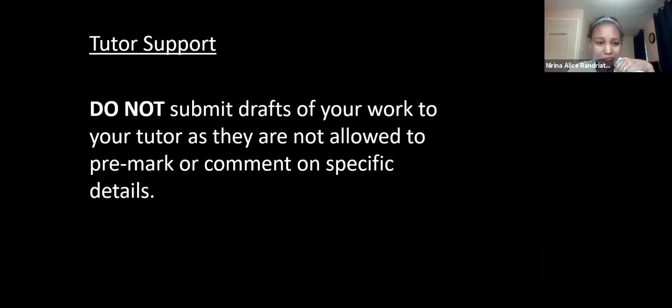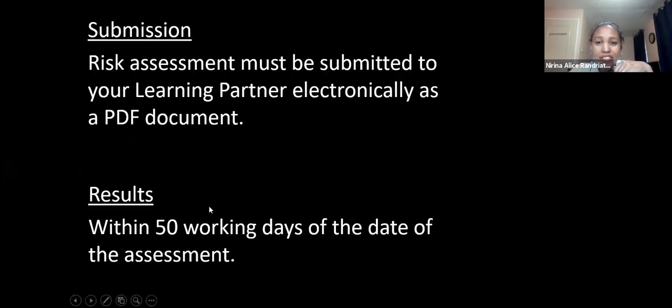Okay, a couple of points before we go through the Q&A session. Tutor support is still the same thing. NEBOSH says that you should not submit a draft of your work to your tutor. Why? Because pre-marking, pre-checking is not allowed. Your tutor may comment and help you. You can ask whether you have the right location or things like that, but they cannot comment on specific details. So you cannot send your risk assessment to your tutor in advance and ask, could you please check before I submit? The answer is no, it's not allowed. That's malpractice.